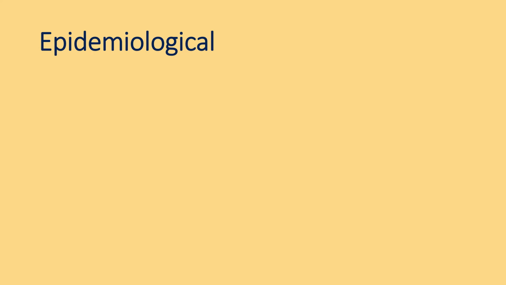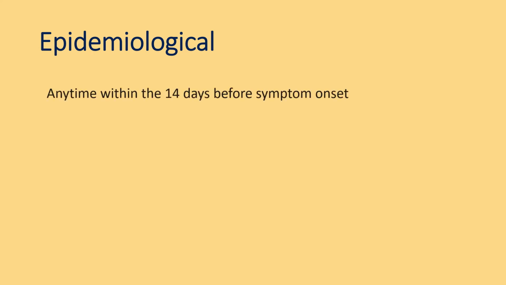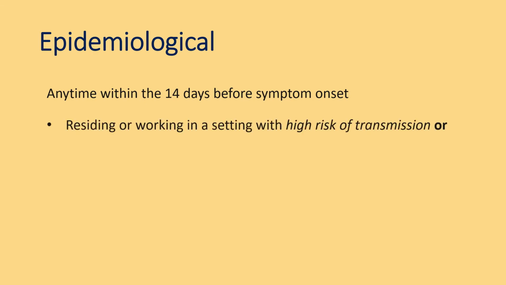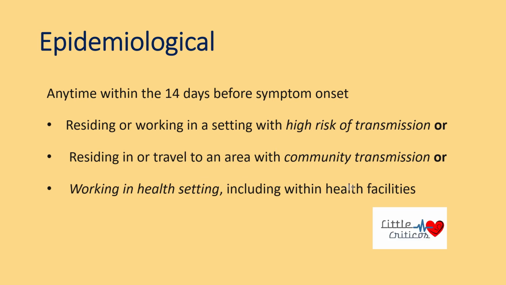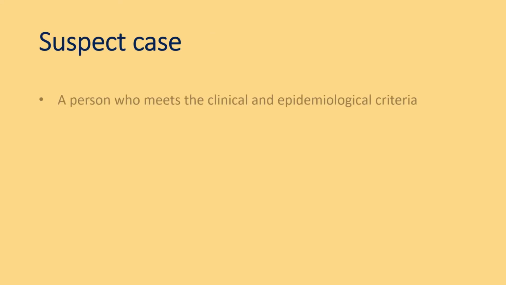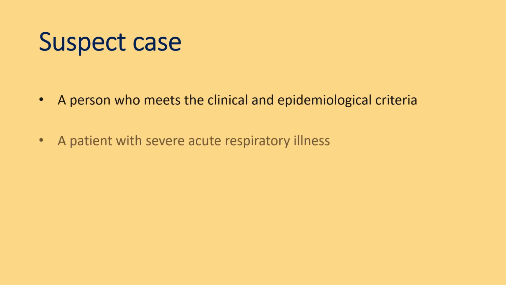In those who fit the clinical criteria, if anytime within the 14 days before symptom onset they were residing or working in a setting with high risk of transmission, or residing in or traveling to an area with community transmission, or working in a health setting, which includes a health facility, they have an epidemiological link for SARS-CoV-2 infection. A suspect case is a person who meets the clinical and epidemiological criteria, or a person with severe acute respiratory illness.